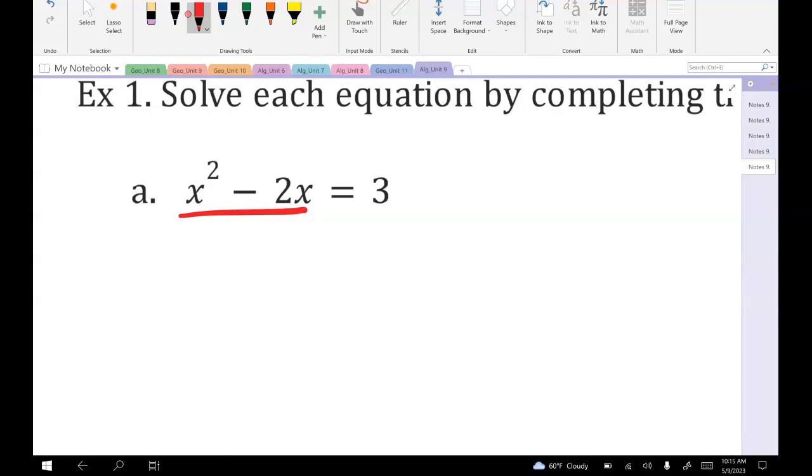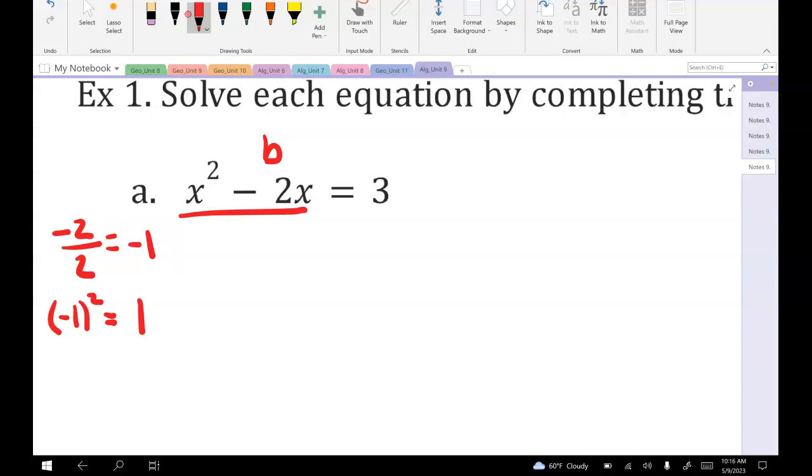We have to divide our b term by 2, so our b term here is -2. Always remember to take the sign with your b term. So I'll do it off to the side here: -2 divided by 2 gives us -1, and then we have to square the result, so -1 squared. That's -1 times -1, which gets us a +1. So that's what we're going to be adding to both sides of our equation.